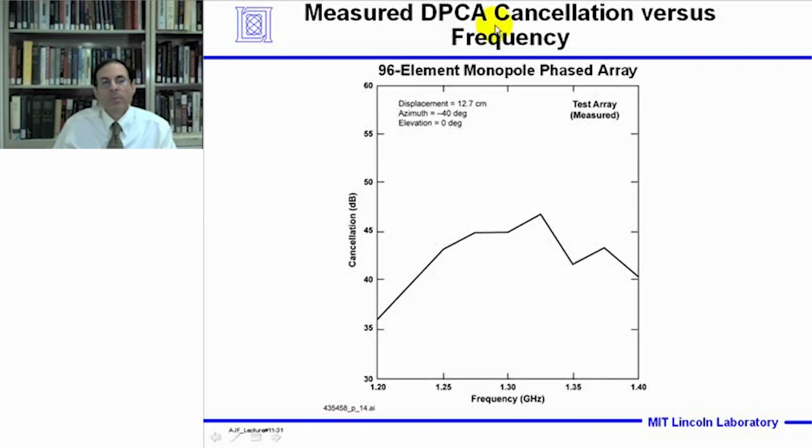Now we show the measured DPCA clutter cancellation versus frequency. Center frequency is 1.3 gigahertz. And we see that there is an effect of frequency. Clutter cancellation is varying from about 36 dB up to about 46 dB over the band. And so frequency effects have to be taken into account in a DPCA radar system.